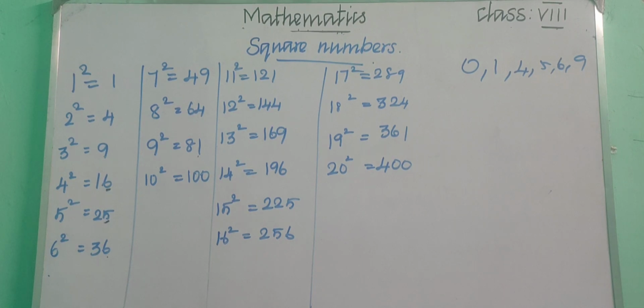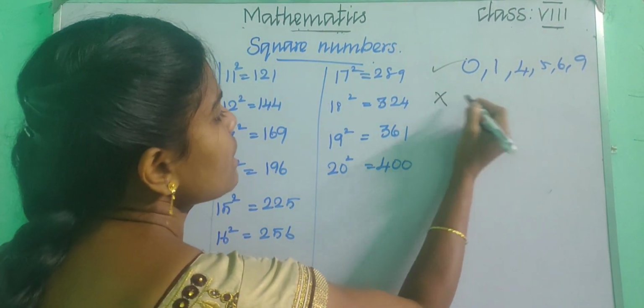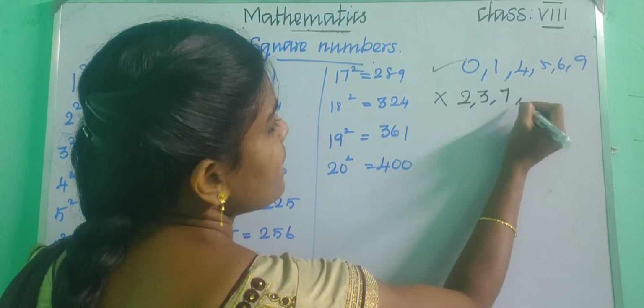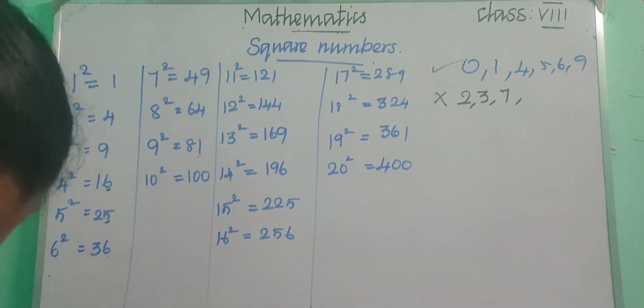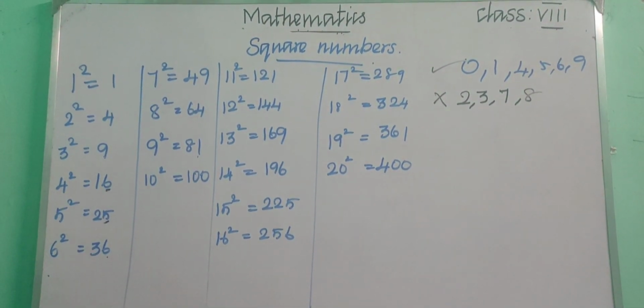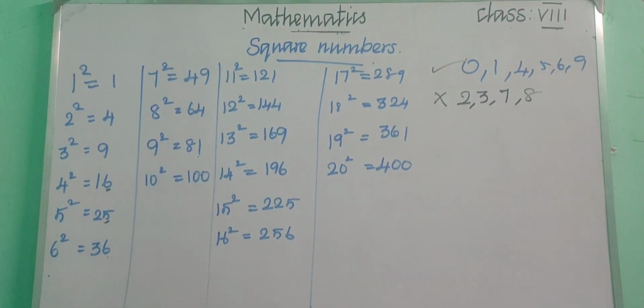Then we can say it does not end with 2, 3, 7, 8. So it ends with 0, 1, 4, 5, 6, 9, but it does not end with 2, 3, 7 and 8. A square number will end only with the numbers 0, 1, 4, 5, 6, 9. Okay children, it does not end with 2, 3, 7, 8.